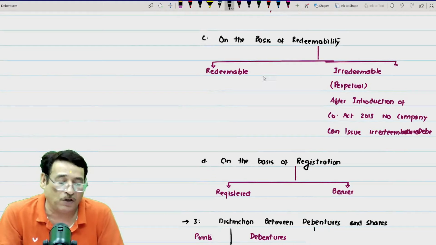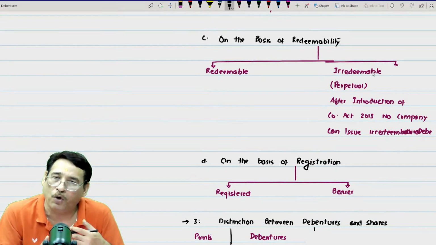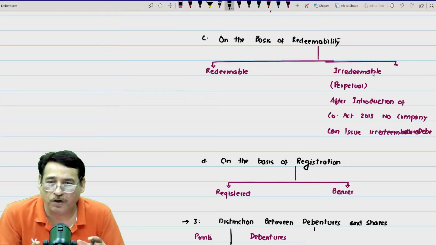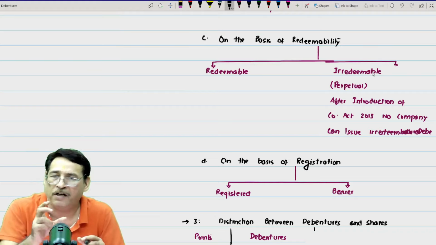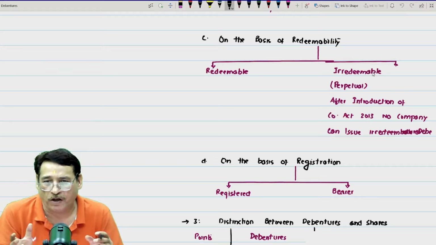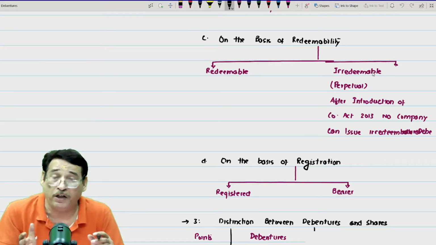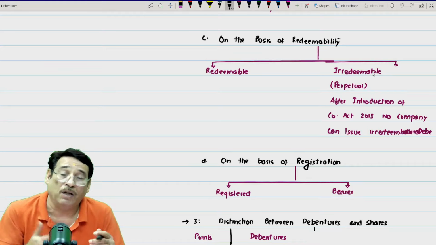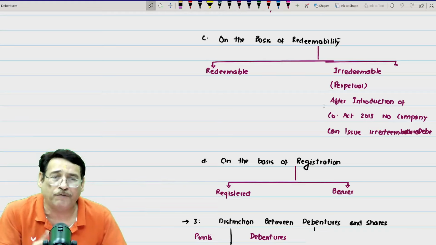Now further, the debentures are categorized on the basis of redeemability. There are two types of debenture, redeemable debentures and irredeemable debentures. Honestly speaking, nowadays a company can issue only redeemable debentures, because after the introduction of Companies Act 2013, no company can issue irredeemable debentures. But that doesn't mean that we cannot come across irredeemable debentures on the balance sheet of a particular company. The reason is very simple, because a company might have issued the debenture prior to the introduction of the 2013 Act. So in that particular case, the debenture may still be reflected in the balance sheet of a particular company. However, after the introduction of Companies Act 2013, debentures can be issued only which are redeemable.